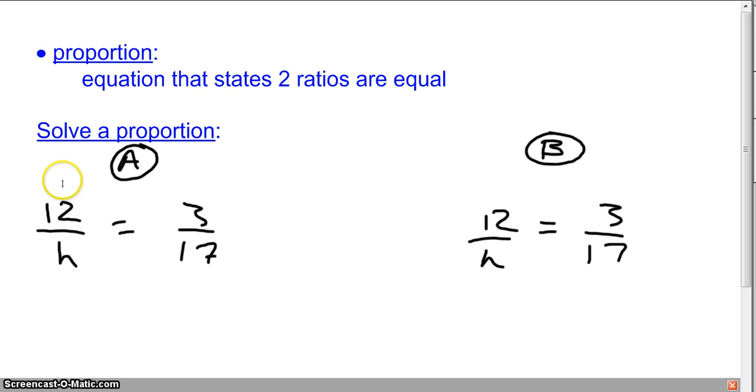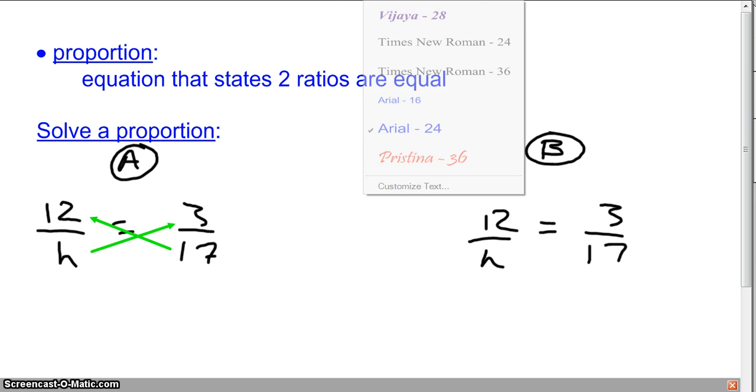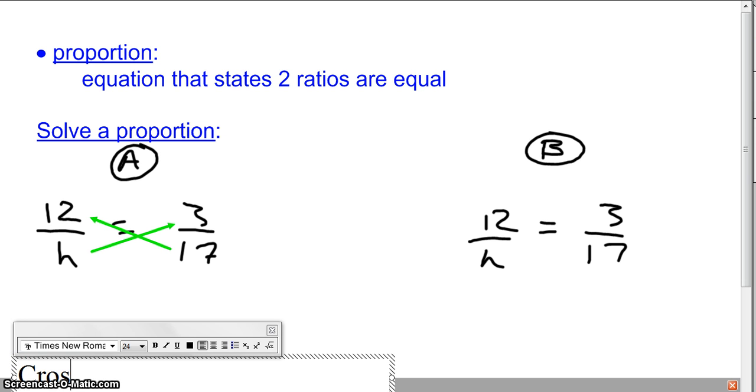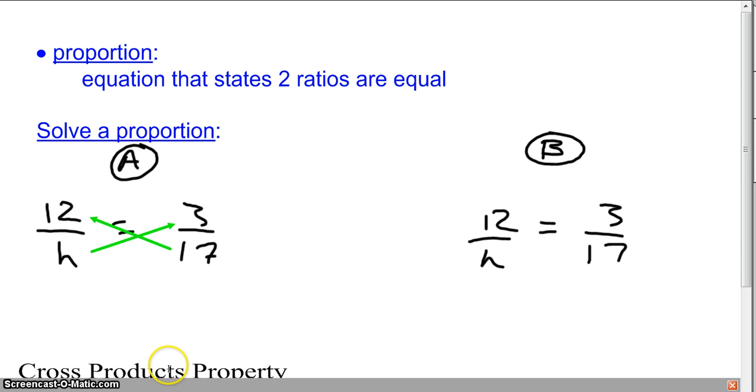So when you look at this proportion, what comes to mind with solving? One thing that might come to mind is we could use our, what does this remind you of here? Yep, our cross products property. Let me jot that down under here. Cross products property. We're going to spend a lot of time tomorrow and the next day looking at cross products property. So you know that you would multiply the opposite numerator by the opposite denominator.